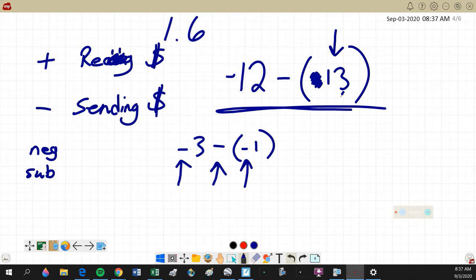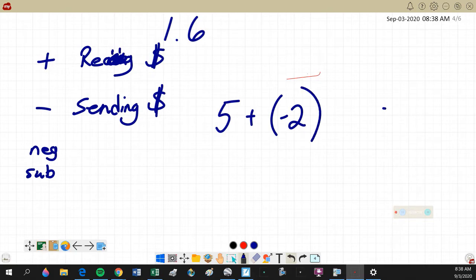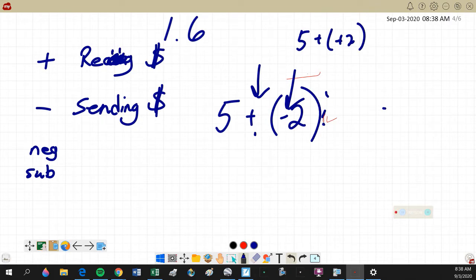Okay. So let's do this one. 5 plus -2. What does that mean? So plus always, right. You received a request for $2. What if it was 5 plus positive 2? How is that different? You receive a $2 payment. Okay?